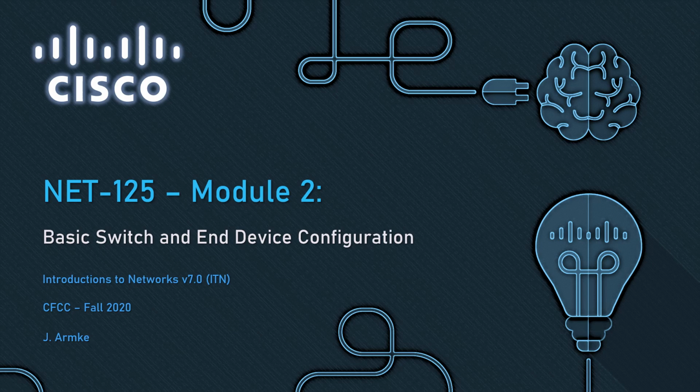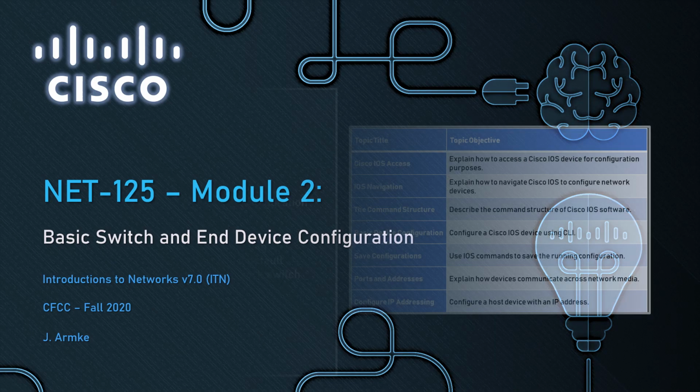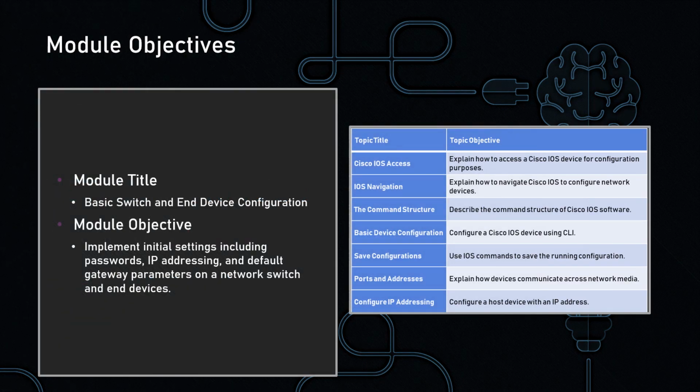So this is going to talk a lot about how we can deal with Cisco iOS devices and how to configure them to best support our infrastructure. So our objective is to implement initial settings including passwords, IP addresses, and default gateway parameters on a network switch, as well as end devices. We haven't quite moved up to routing just yet, simply because we're building it hierarchically the same way we would if we were actually structuring a network.